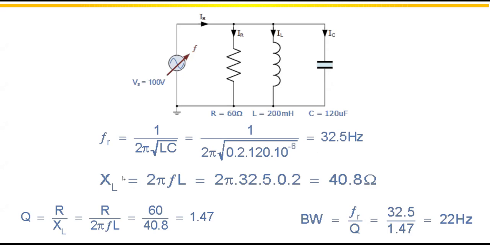And then they calculated the inductive reactance, 2 pi FL. So it's 2 pi times 32.5, which was the frequency. So 2 pi F times L, and L is 0.2 henries. 200 millihenries is 0.2 henries. And it came out with 40.8 ohms. They calculate the Q.